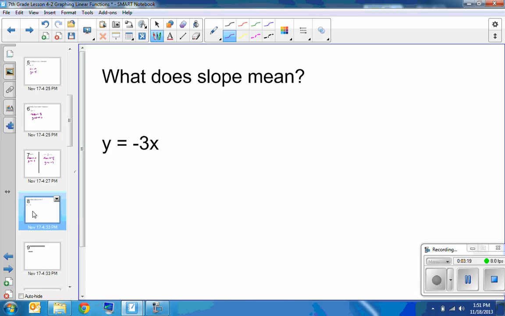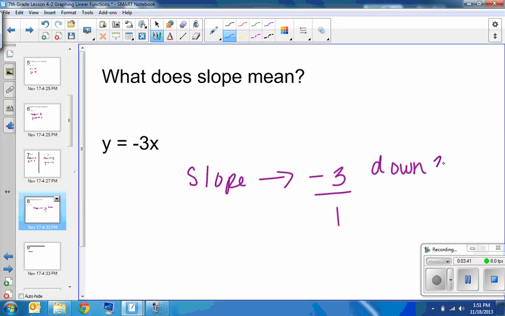So what does the slope mean? First we need to understand what it means when I identify the slope. Here the slope is -3. I know my slope is always written as a ratio, so the imaginary number under the -3 would be a 1. So this slope means to go down 3, because it's a negative. We always go up or down and then left to right. So down 3, right 1. It only gives the negative to the top number.